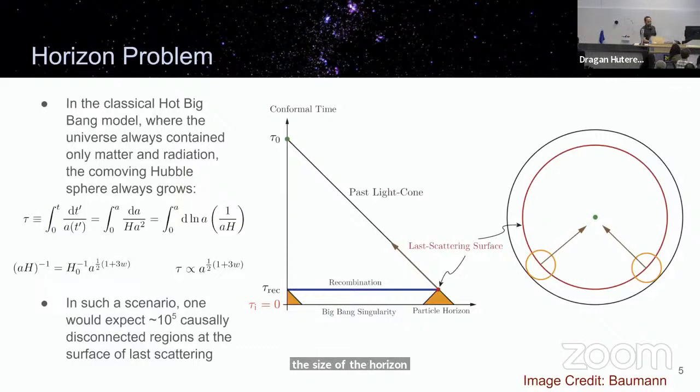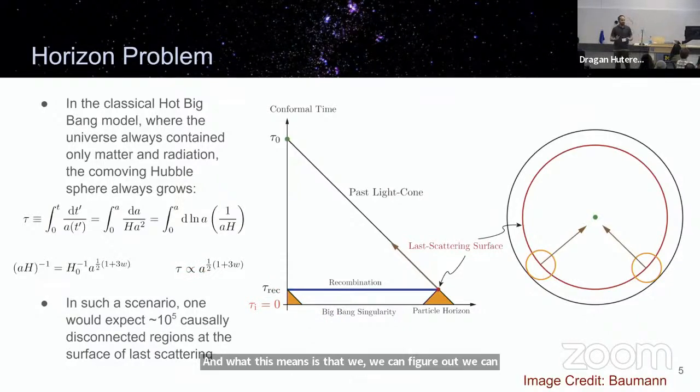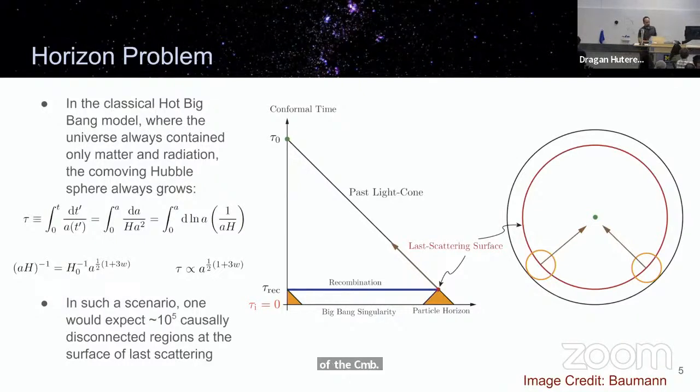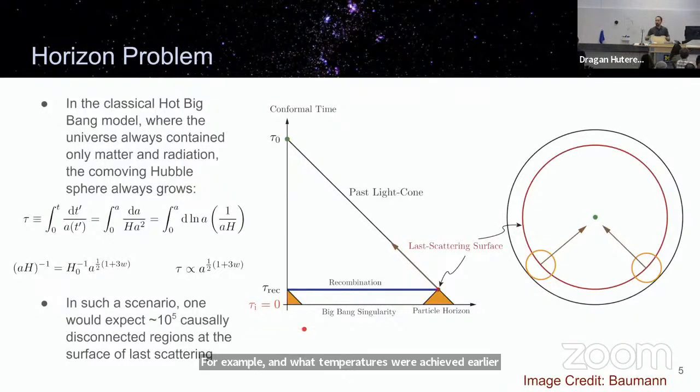And what this means is that we can work out, just by observation of the temperature of the CMB, for example, and what temperatures were achieved earlier in the universe, how much conformal time existed prior to recombination, between the hot Big Bang singularity and recombination, and how much conformal time there was after. And in the classical hot Big Bang scenario, there's much more conformal time after recombination than there was prior to recombination. And what that means is that the causal horizon at the time of recombination makes up only a very small fraction of the total observable universe today.